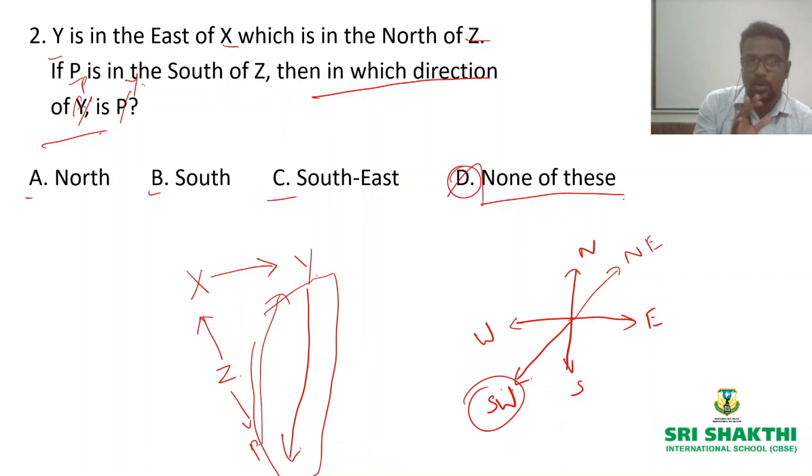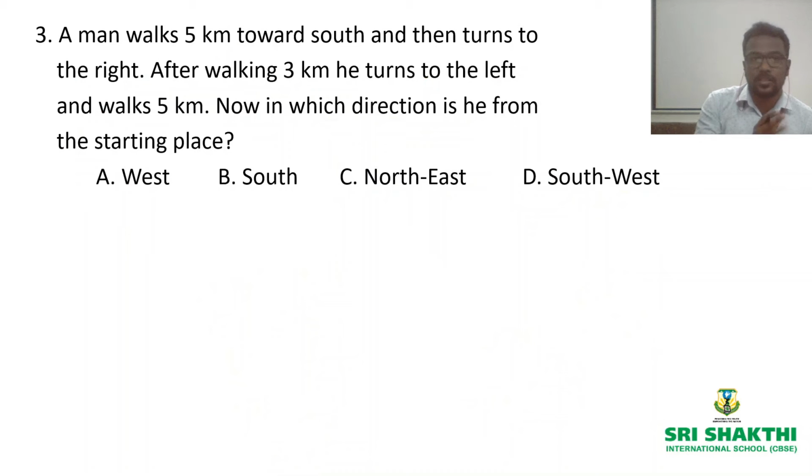Okay, I hope you got an idea about directions. We'll end this type of question with the last question. A man walks 5 kilometers towards south and then turns to the right. After walking 3 kilometers, he turns to the left and walks 5 kilometers. Now, in which direction is he from the starting place? So, they are asking about a man. They have given certain directions, and we have to draw those directions and judge where he is standing from the starting place.